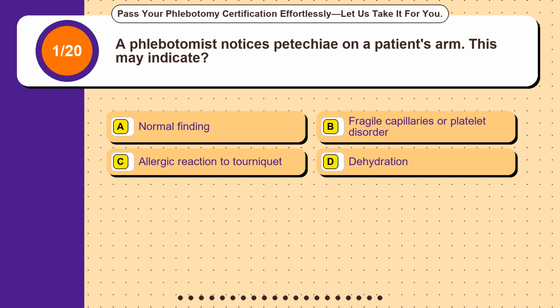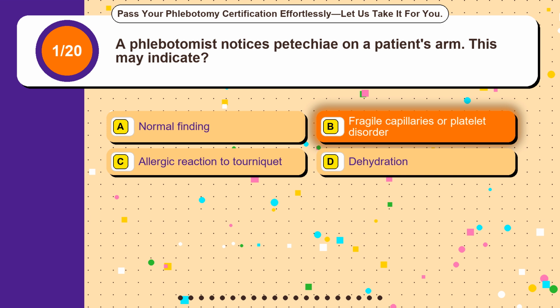Question 1. A phlebotomist notices petechiae on a patient's arm. This may indicate option A, abnormal finding, option B, fragile capillaries or platelet disorder, option C, allergic reaction to tourniquet, option D, dehydration. The correct answer is option B, fragile capillaries or platelet disorder.